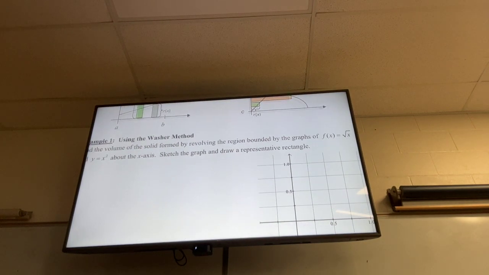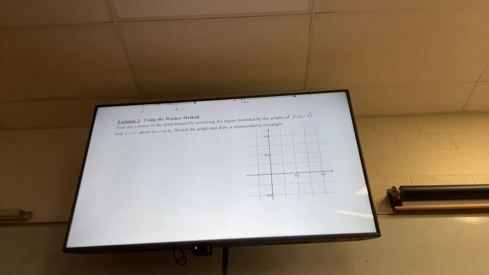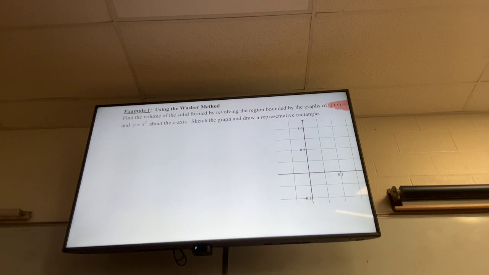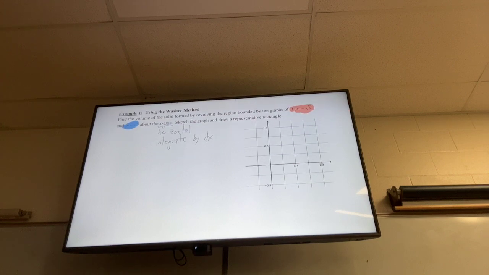Find the volume of the solid formed by revolving the region given by these graphs, and we're revolving it about the x-axis. Is that horizontal or vertical? Horizontal. So my integral is with respect to what? Integrate by dx. So let's sketch those two.